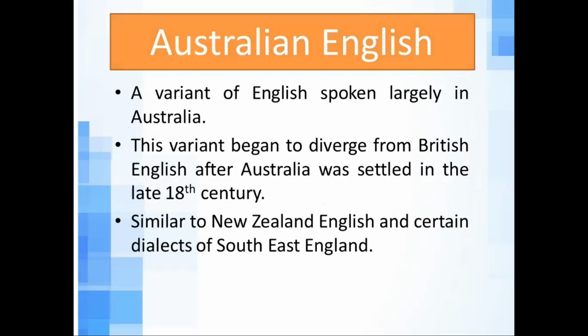Then the next type of English is Australian English, or AUE with its abbreviation, a variant of English spoken largely in Australia. This variant began to diverge from British English shortly after Australia was settled in the late 18th century. So it bears resemblances to New Zealand English and certain dialects of Southeast England.